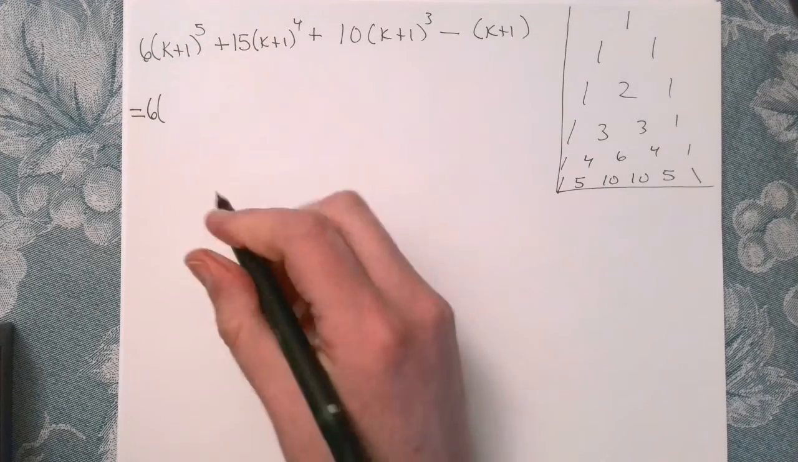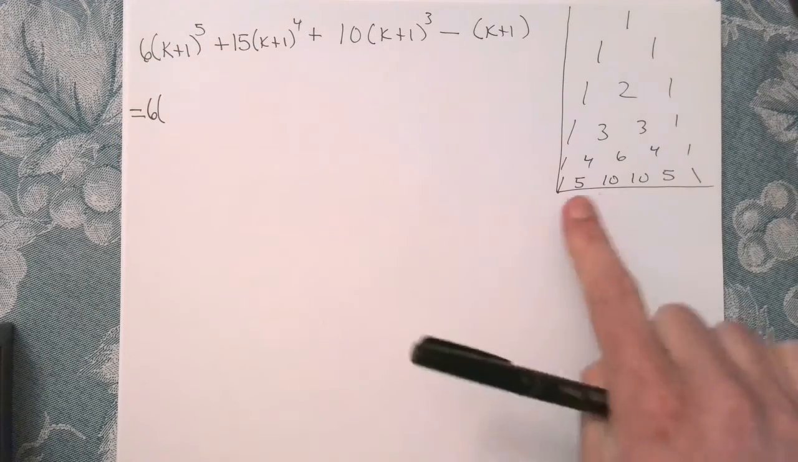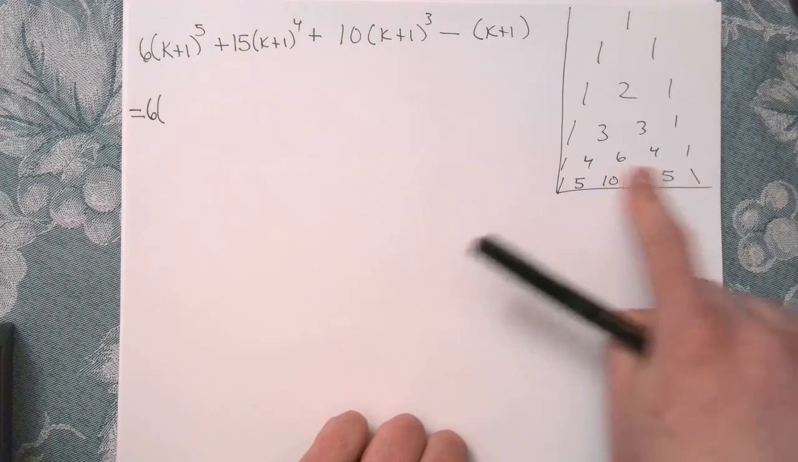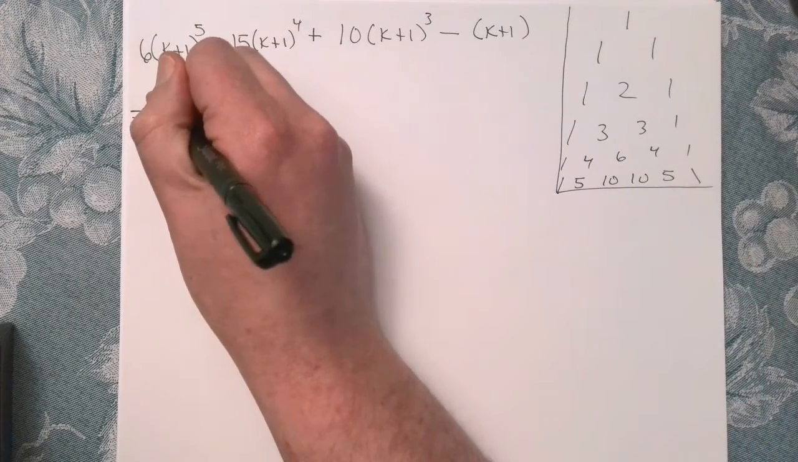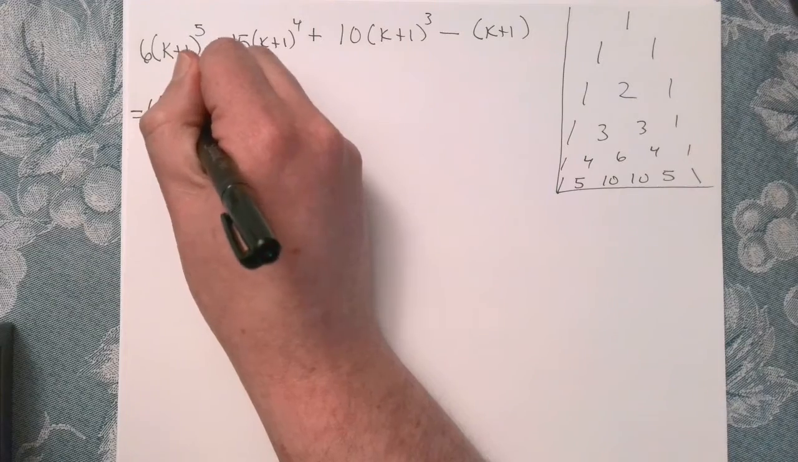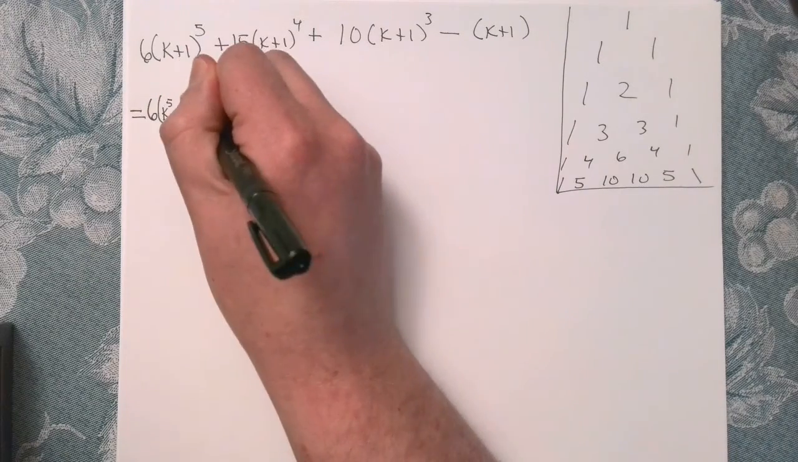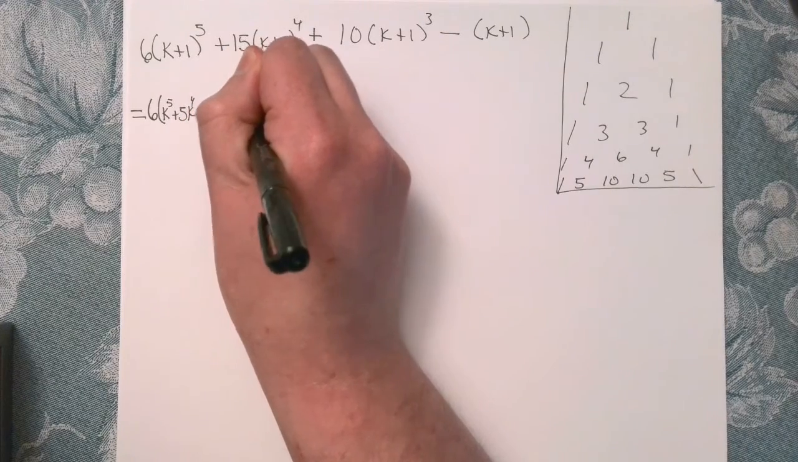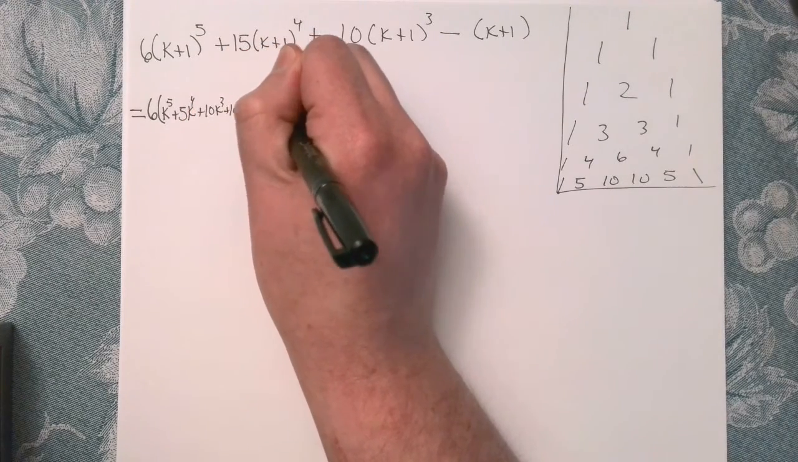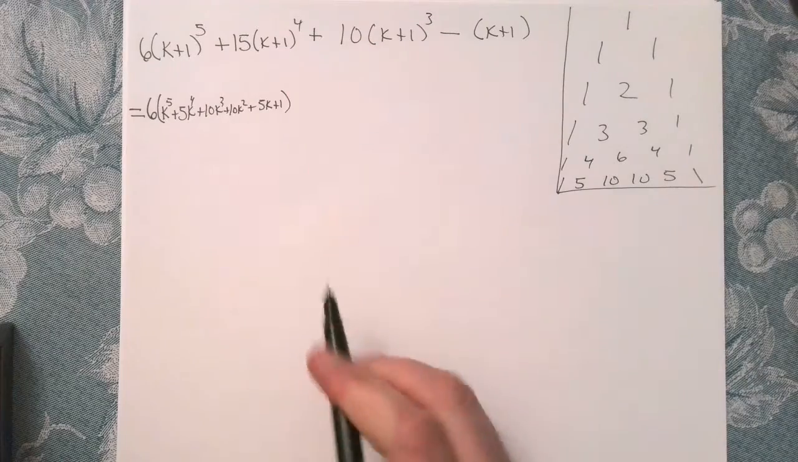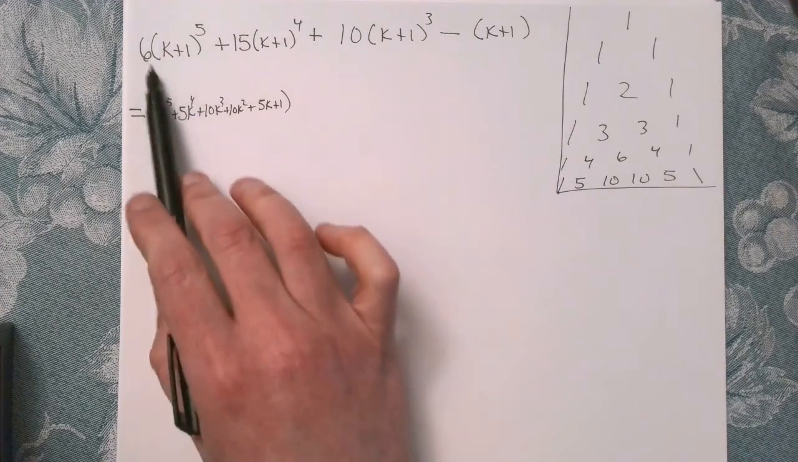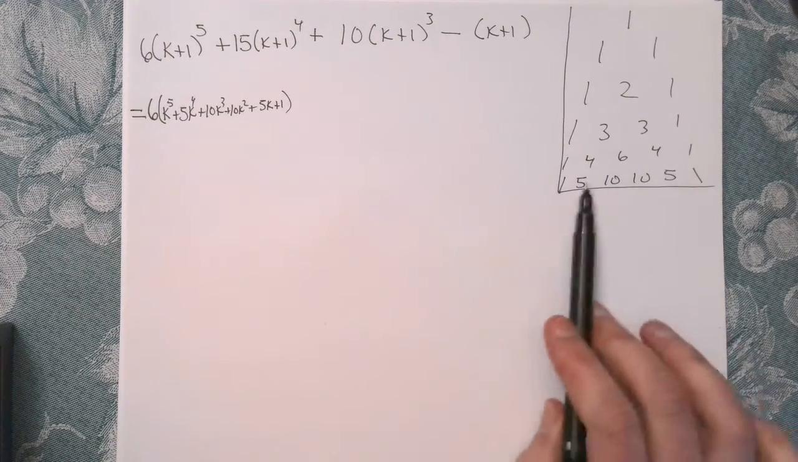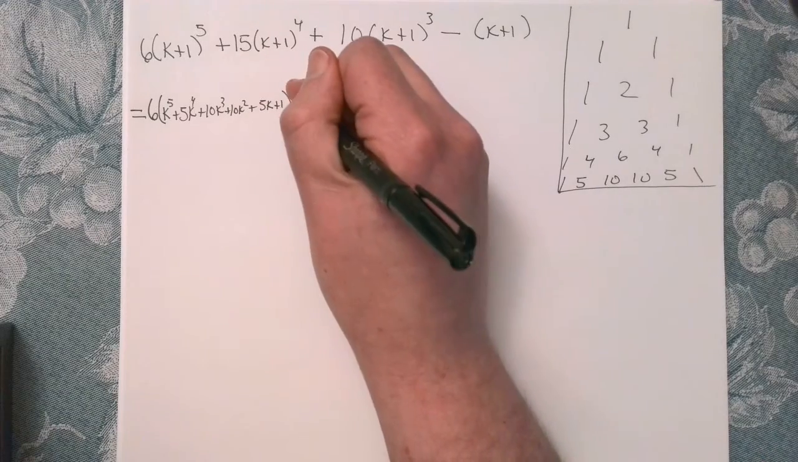See how we do for space here. This will be interesting. I'm looking specifically at this row for my coefficients. So I'm going to have k to the fifth plus 5k to the fourth plus 10k cubed plus 10k squared plus 5k plus 1. Okay, so we expand this out with the binomial expansion, our coefficients from Pascal.